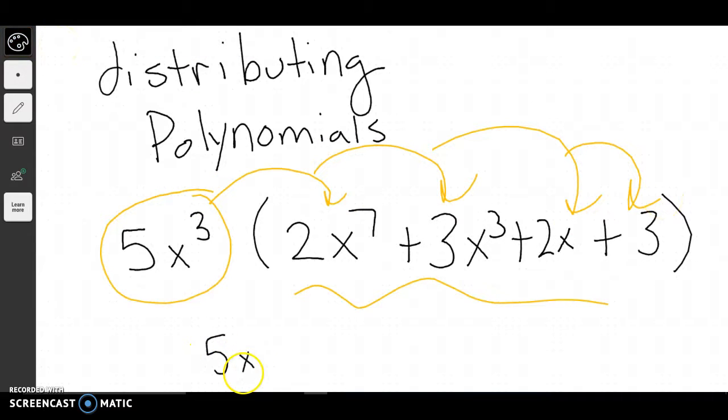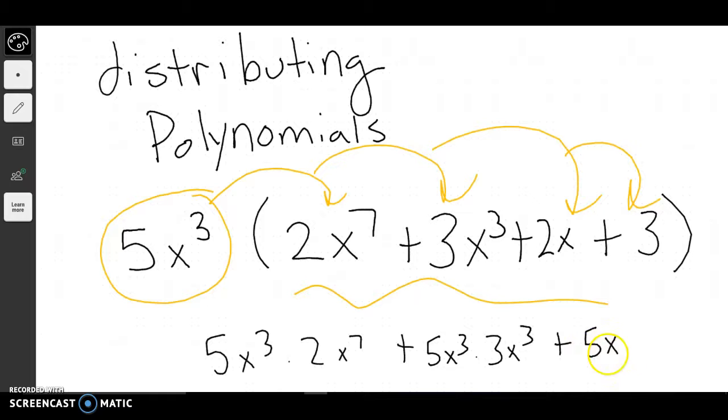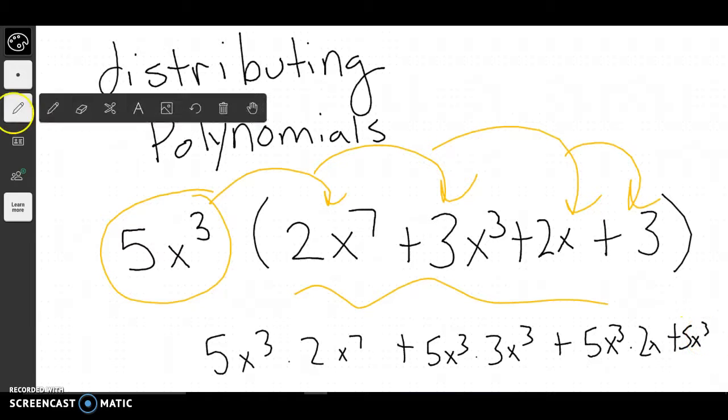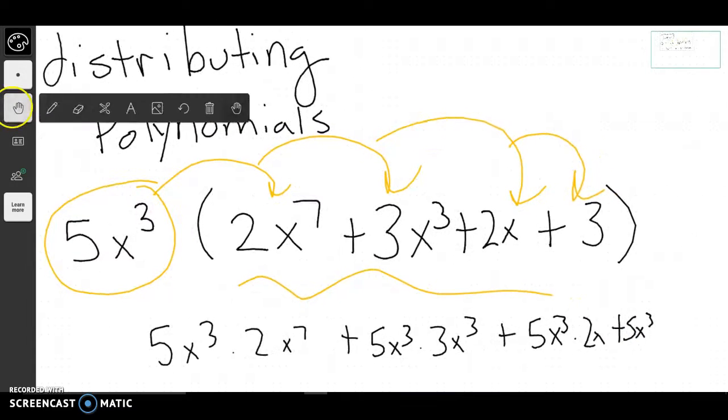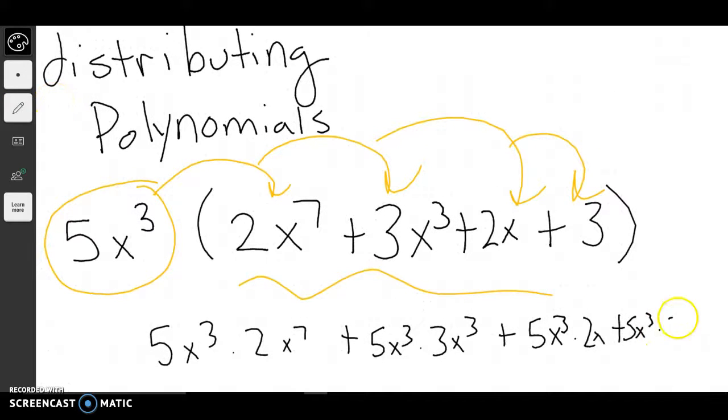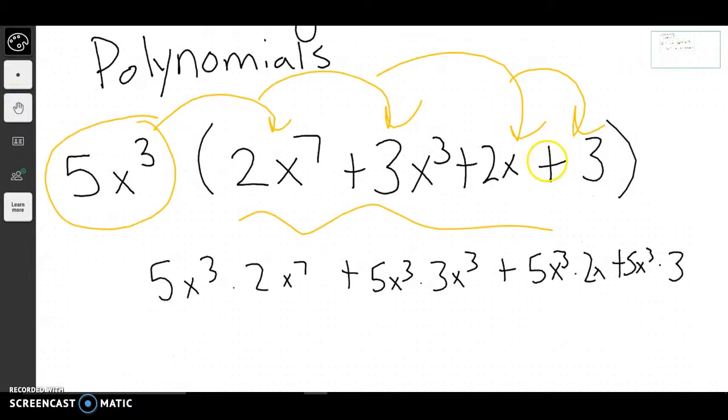That means I'd get 5x to the third times 2x to the seventh plus 5x to the third times 3x to the third plus 5x to the third times 2x plus 5x to the third times 3. So I just really distributed it to everything, and I wanted to break it down so that we can kind of see how the multiplication works.